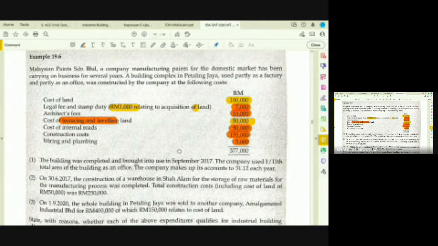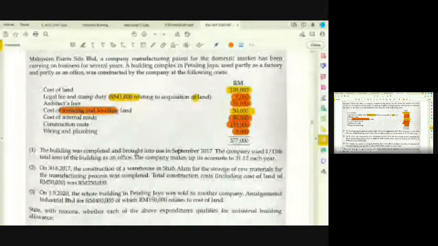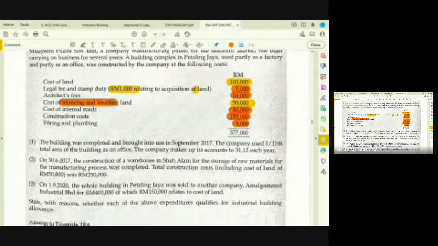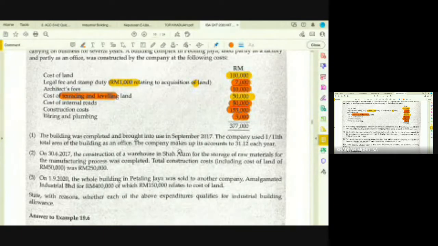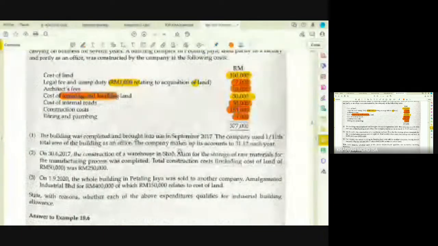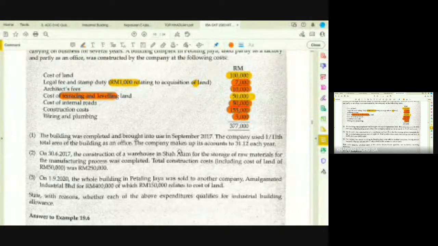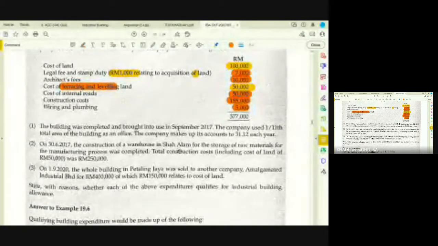Here we have example 19.6. Malaysian Paints Berhad, a company manufacturing paints for the domestic market, has been carrying on business for several years. A building complex in PJ used partly as a factory and partly as an office was constructed by the company. So you see there are two types: one is a factory, the other is an office, which is a non-industrial building. The costs are: cost of land, legal fees and stamp duty related to the land, architect's fee, cost of terracing and levelling of land, cost of internal roads, construction costs, and wiring and plumbing.